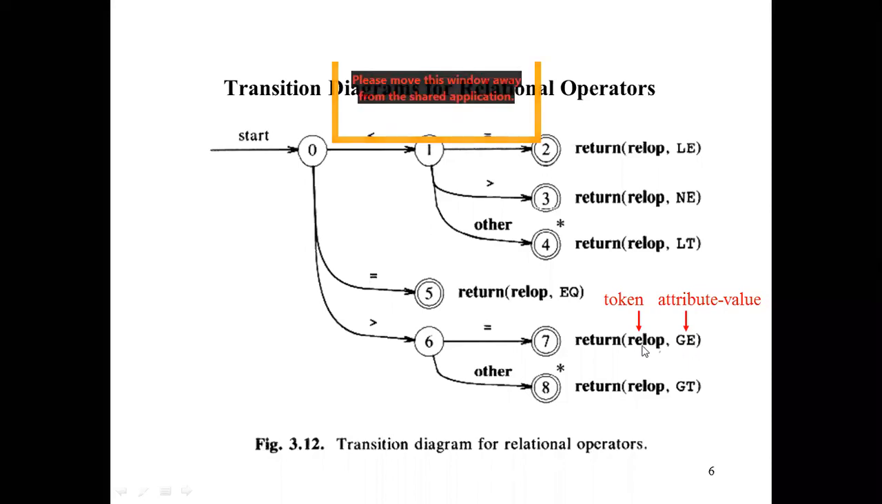Okay, and how will you draw the transition diagram for the relational operator greater equal? Then come to the initial state, that is the starting state 0, and then move to another state indicated by 6, and then final state 7. Okay, then this is the starting state. Move greater, and another character you will get here. This is the equal sign. So greater equal. Now this is the final accepting state. So draw double circle here and then you can write return relational operator greater equal.